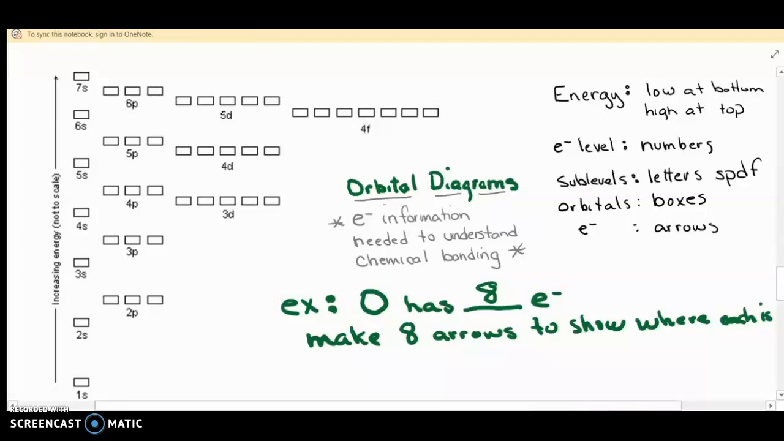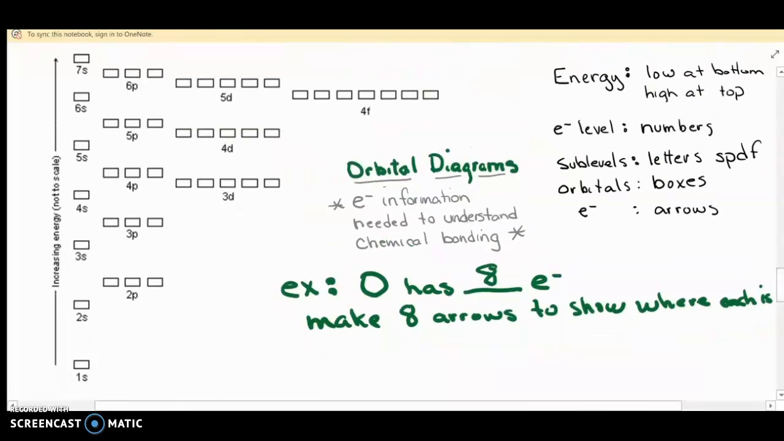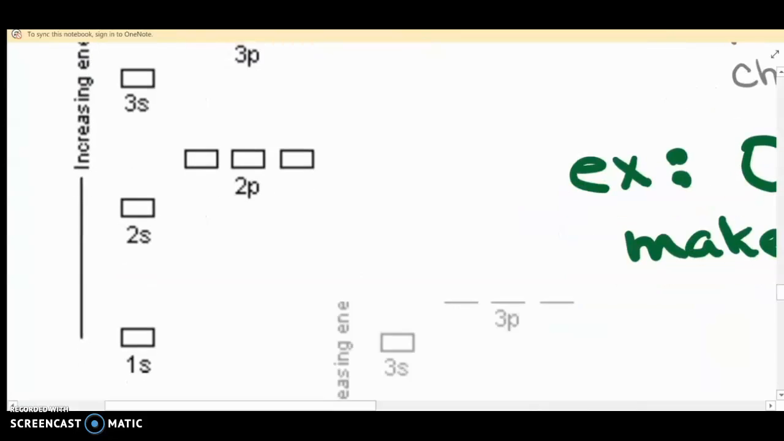There are some fundamental rules, and one of them is electrons fill the lowest energy level first. The lowest energy level would be the first energy level. So I'm going to come over here, and I'm going to put an electron in there. I just make a half arrow. I could make it a whole arrow. It's just kind of hard to fit it all in the little box.